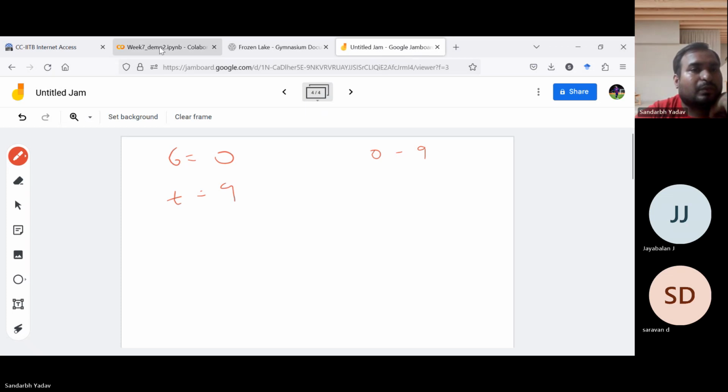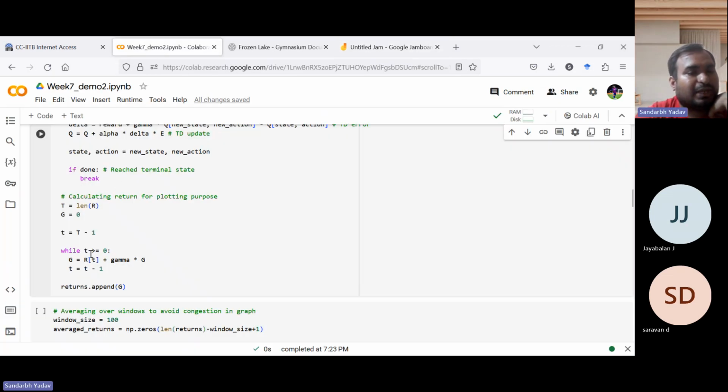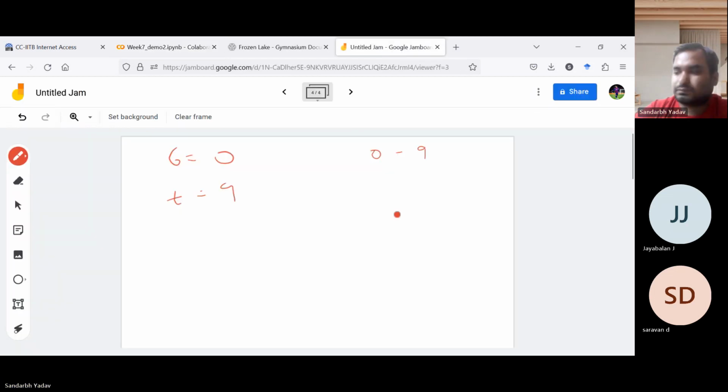Now what is happening here is, while T is greater than or equal to 0, we are gradually decreasing to 0. Here that decrease is happening. And while that decrease happens, we are taking the reward at the T-th step and adding it to gamma times G. So initially G will be 0. Now what will happen? We will have reward 9 plus gamma times this 0. So we are basically having R9.